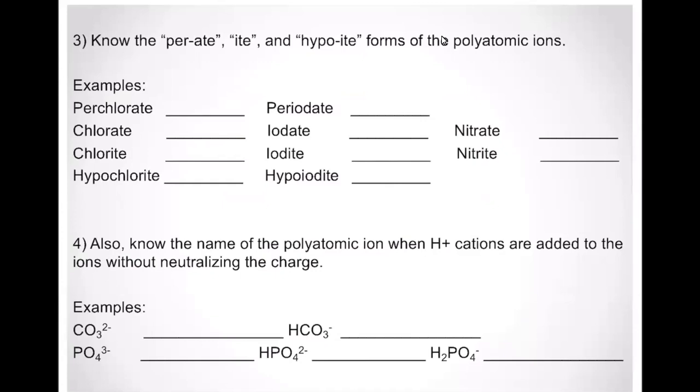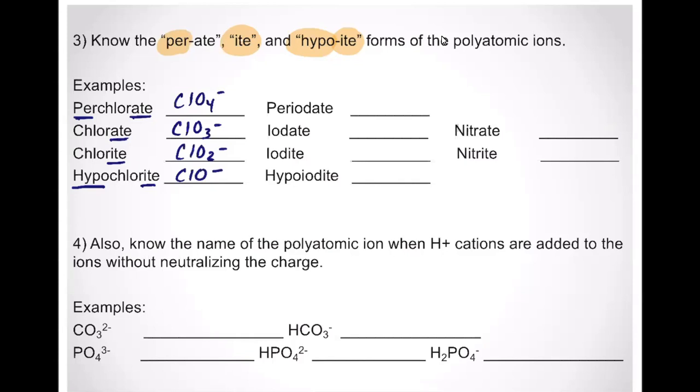Okay, so now there's another pattern to follow, and this is changing the name. You can put per in front, per-ate. You can have ite as an ending, and then you can have hypo-ite. Okay, so remember, starting with the basic form, which is ate. So if we know what chlorate is, ClO3-, perchlorate means we add an oxygen, ClO4. Don't do anything with the charge. Charge stays the same. We just add an oxygen. The ite form, so here's ite. Ite is always 1 less oxygen. And then hypo is even less. Hypo-ite, you lose another oxygen.